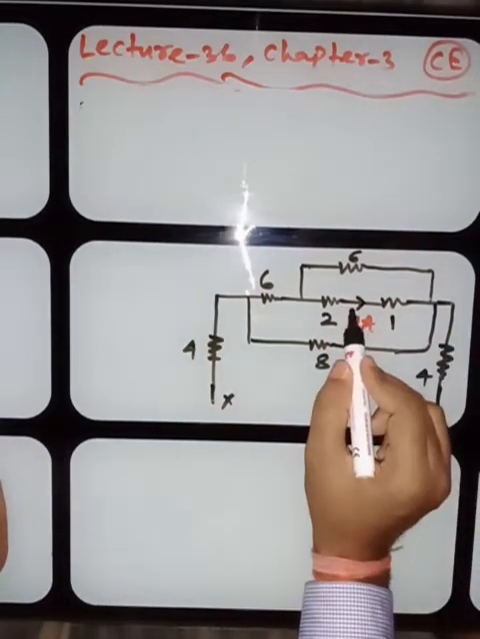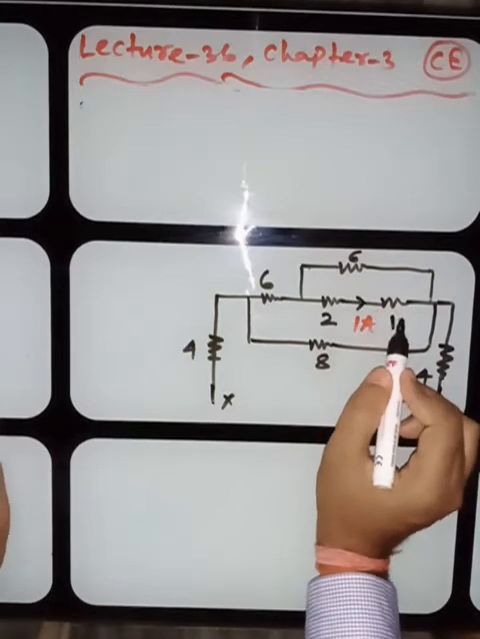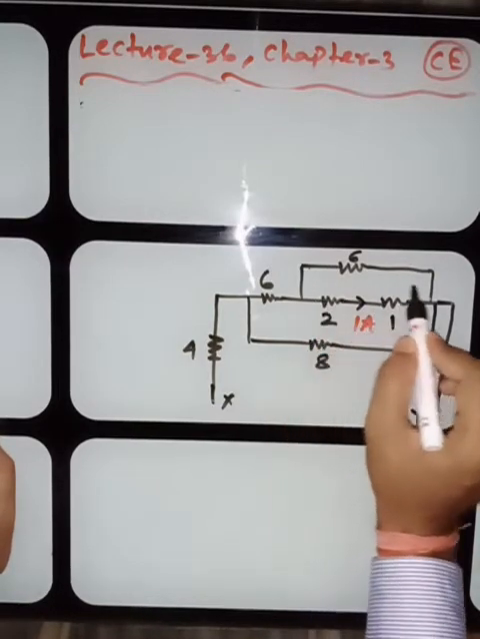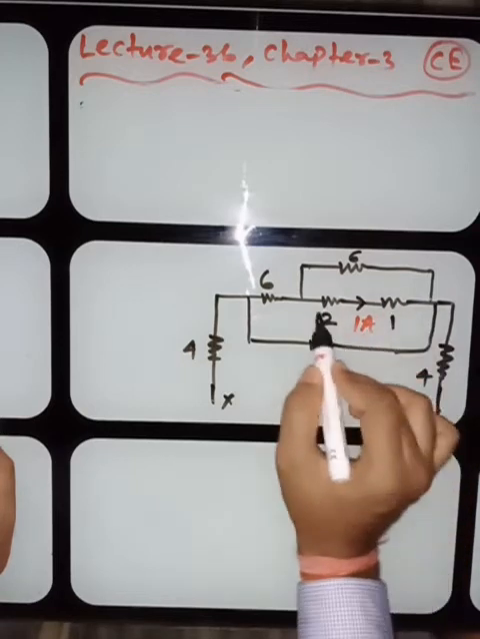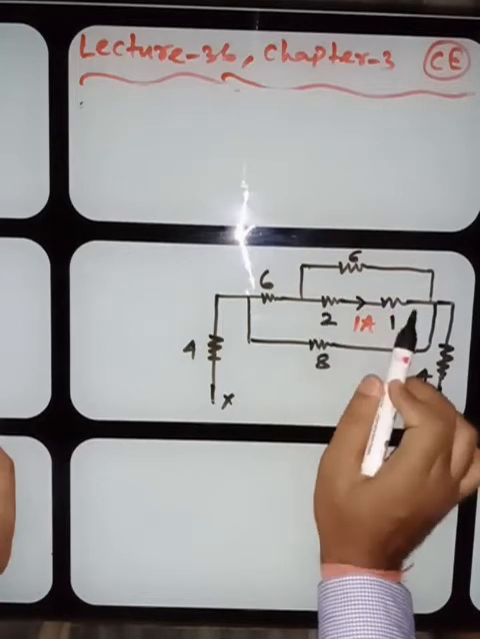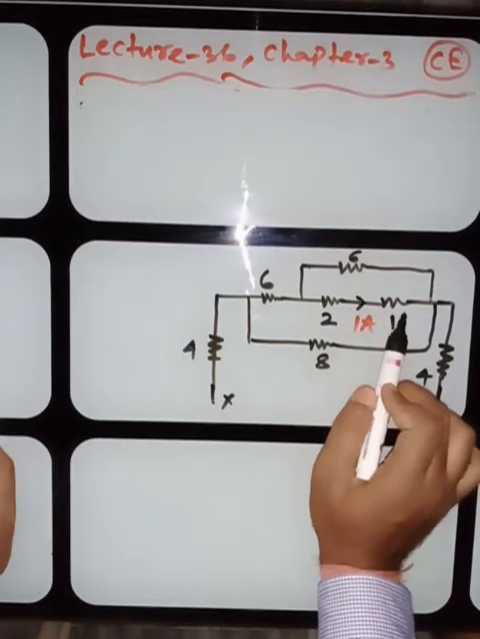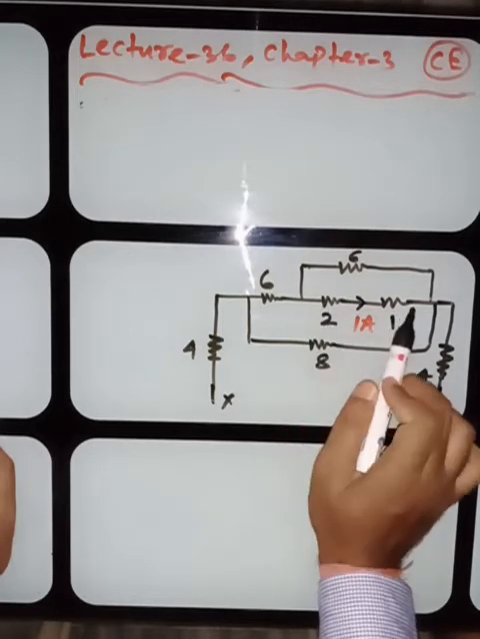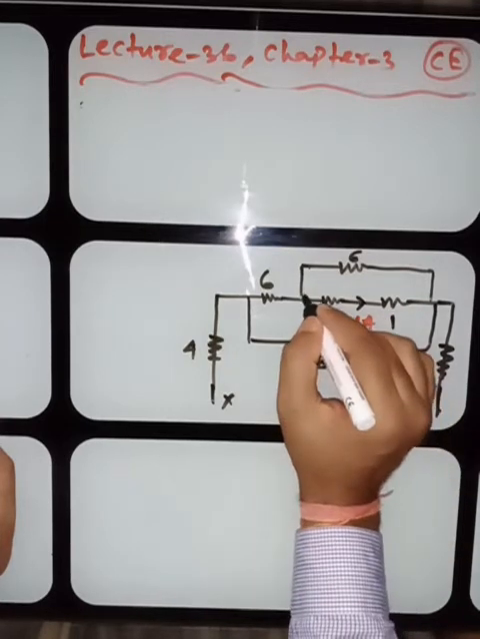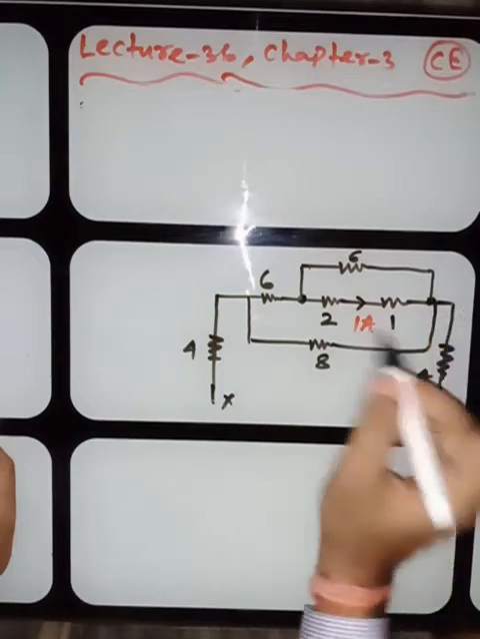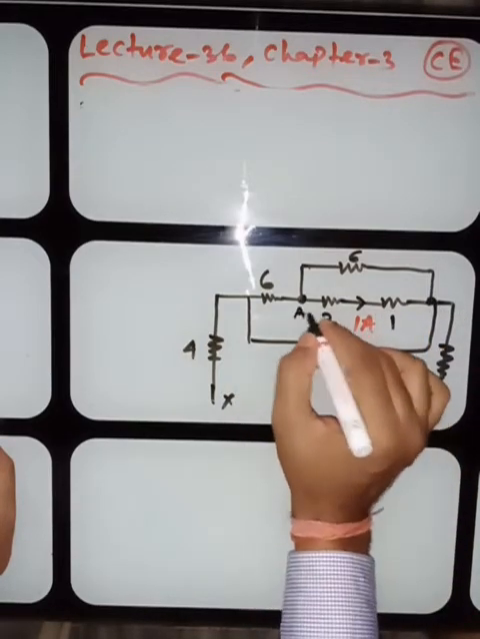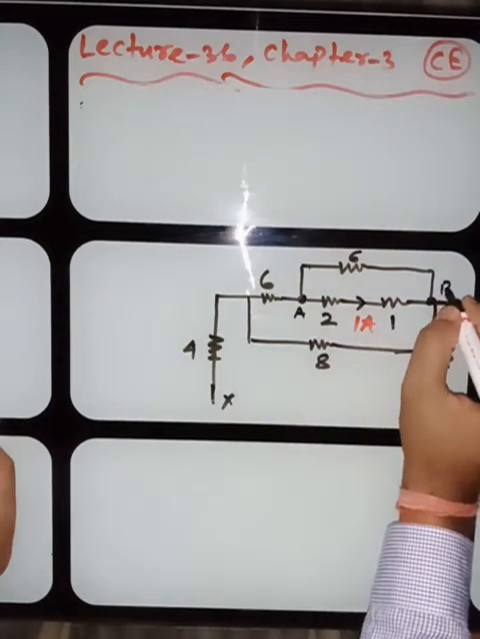If 1 ampere current is flowing through this branch, what will be the voltage drop? Here the voltage drop will be 2 plus 1, because these two are connected in series. The resistance will be 3 ohm and the voltage drop over here will be 3 times 1, that is 3 volt. If the voltage between these 2 points is 3 volt, let's say A and B, these 2 points.